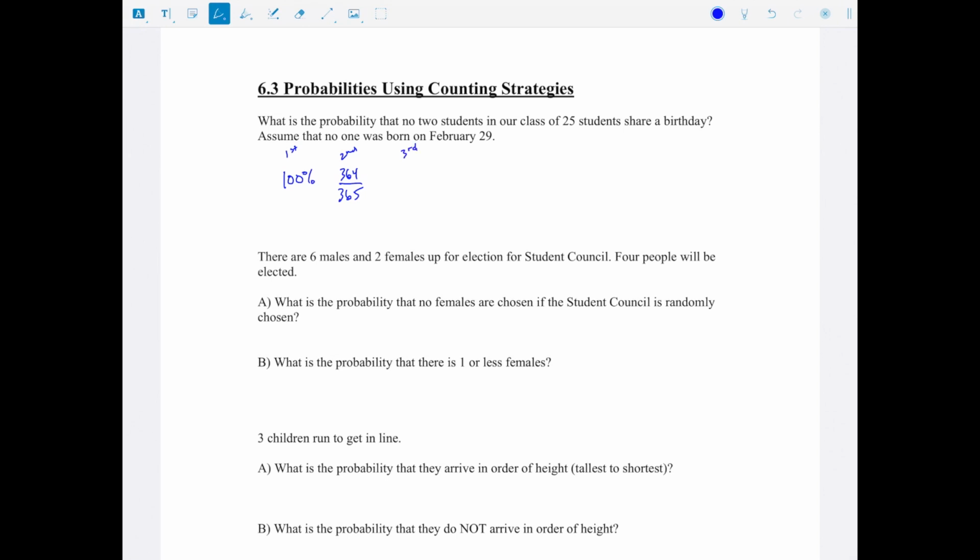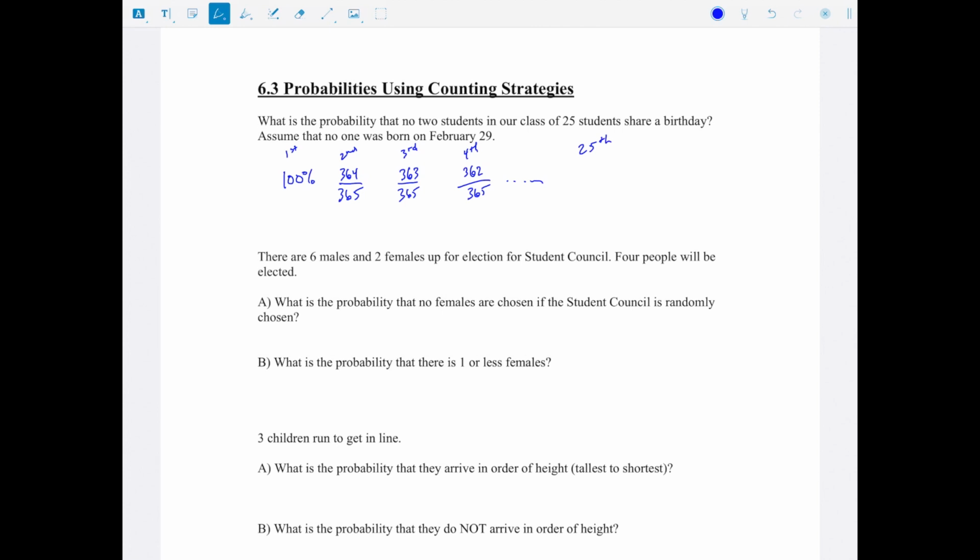Well, the third person walks into the room, and now they also have 365 days in a year in which they could have been born, but they can't be born on one of the 2 days that the first two people are in. So they have 363 days to choose from. And the fourth person would have 362 days out of 365. And this problem just goes on until we hit the 25th person.